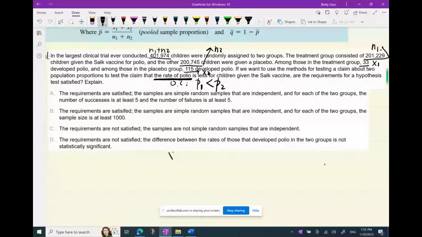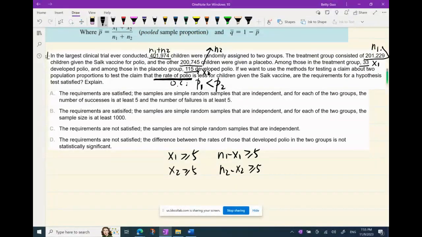I know it's going to be at least 5. X sub 1, 33, is bigger than 5. And the number of failures, N1 minus X sub 1, is also at least 5. Same with the second sample. X sub 2 is 115, at least 5. The number of people who do not develop polio, N2 minus X sub 2, is also at least 5. So all three conditions are satisfied, right? Let's see A, B, C, D. Which one should we choose, guys?